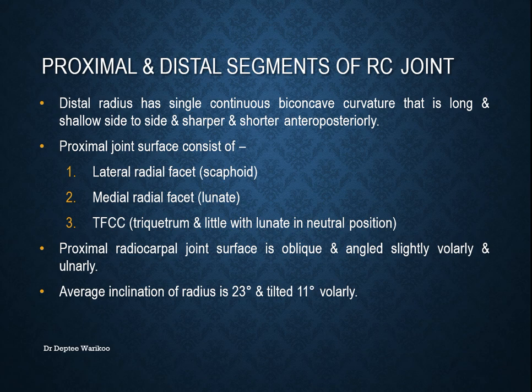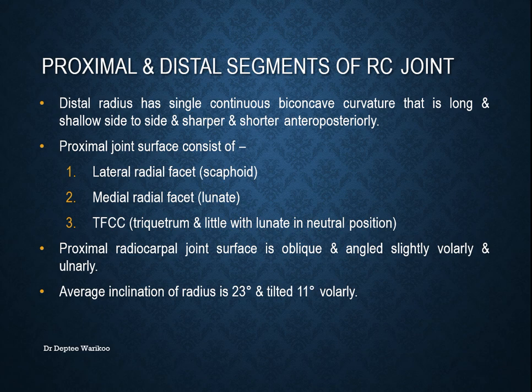Now, discussing the proximal and distal segments of the radiocarpal joint. The distal radius has a single continuous biconcave curvature that is long and shallow side to side and shorter and sharper anterior-posteriorly. The proximal joint surface is composed of 1, the lateral radial facet, which articulates with the scaphoid; 2, the medial radial facet, which articulates with the lunate; and 3, the TFCC, the triangular fibrocartilaginous complex, which articulates predominantly with the triquetrum, although it also has some contact with the lunate when the wrist is in neutral position.